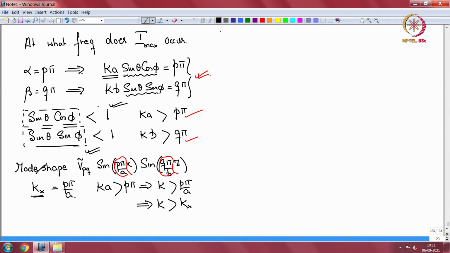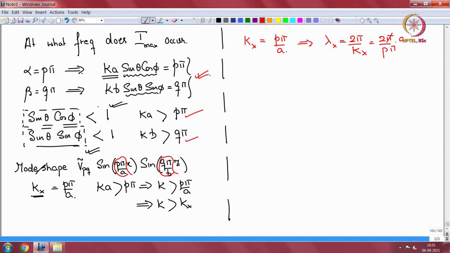So now let us see, if the modal wave number is p pi by a, that implies that my modal wavelength is twice pi by kx, which is twice pi by p pi into a, which is equal to twice a by p. Okay. So, lambda x is equal to twice a by p.